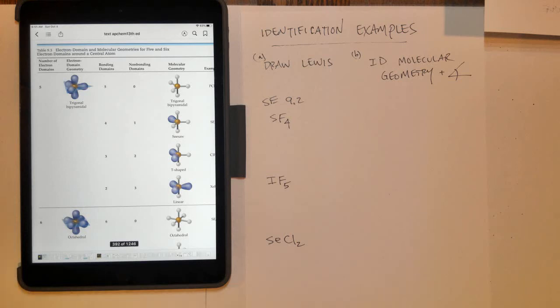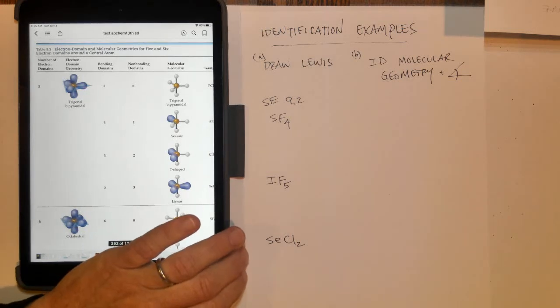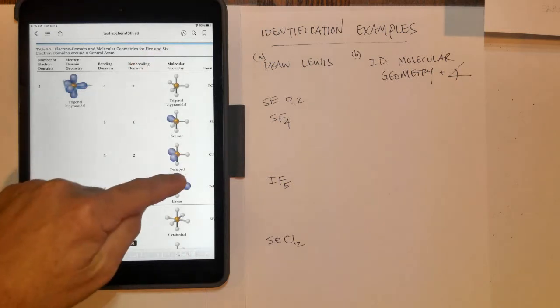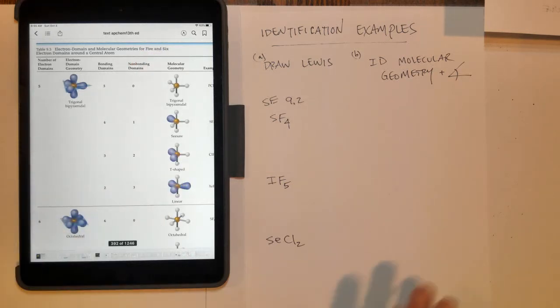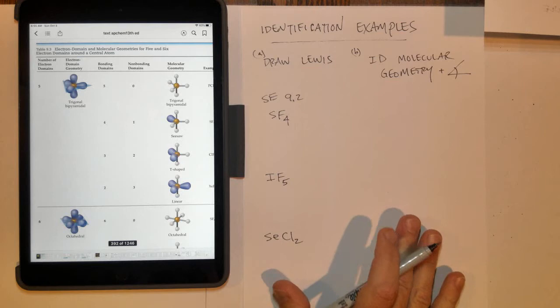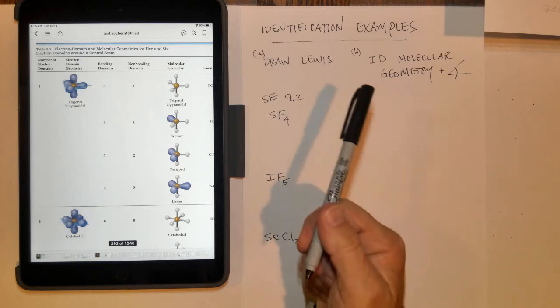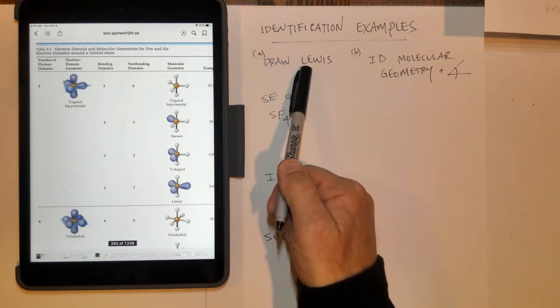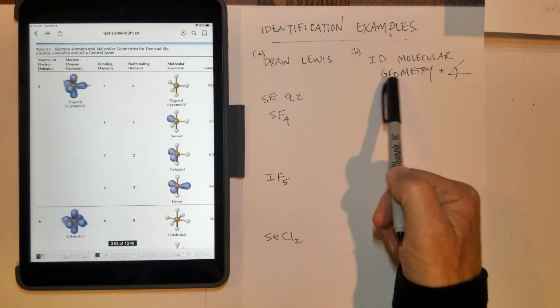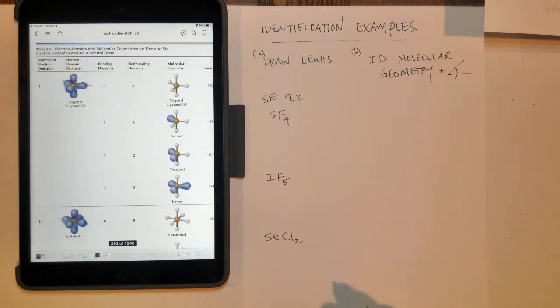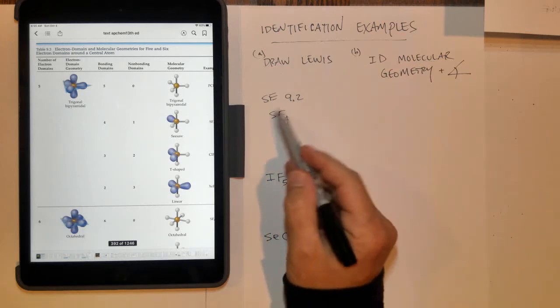So in this video we'll do some identification examples. Now that we learned some molecular geometries and memorized them, we get to actually practice it. This entire video is just drawing Lewis dot structures, identifying the molecular geometry, and then the angles. So let's start with this one.